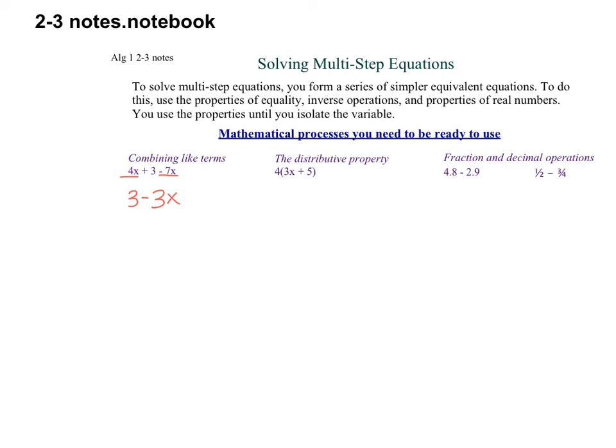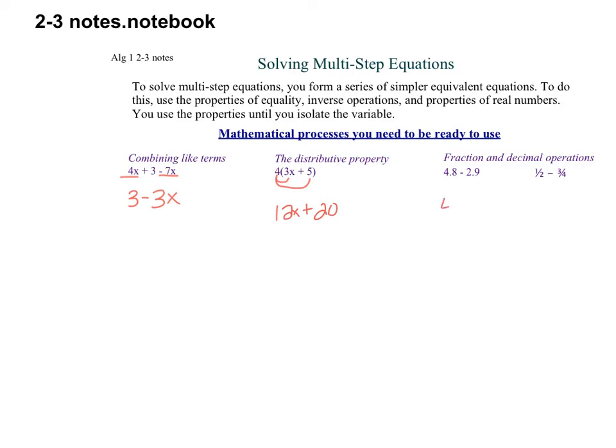The distributive property, we're pretty familiar with this one. We're going to take this 4, multiply it by the 3x, and we're going to take this 4 and multiply it by this positive 5. So we should end up with 12x plus 20.